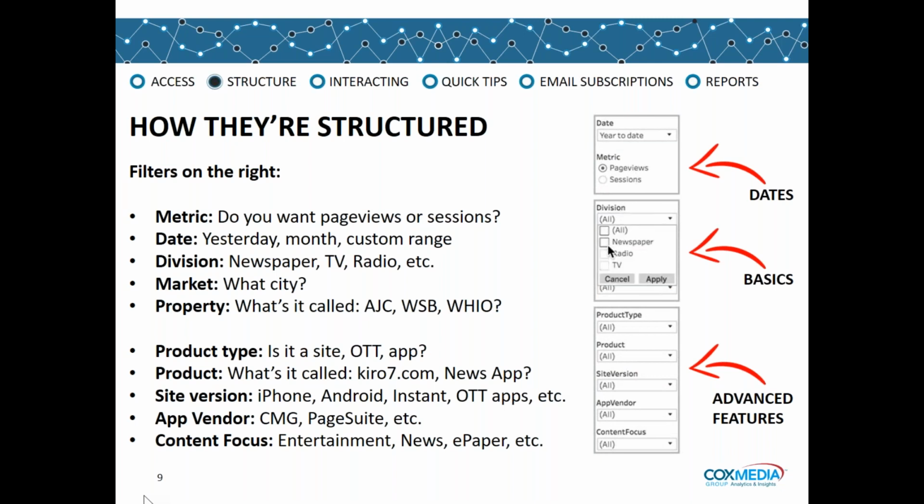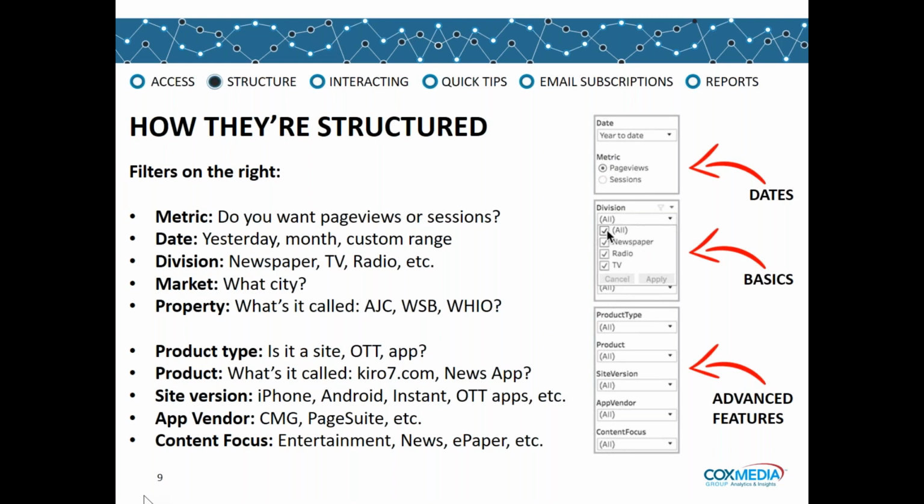And the product filter is going to have the specific name for that product. So is it Cairo7.com? Is it the KRMG news app? It's going to have those specific names to determine if it's an app for that specific property, if it's the site for that specific property, or anything like that. So if you're looking to see more granular information for a property.